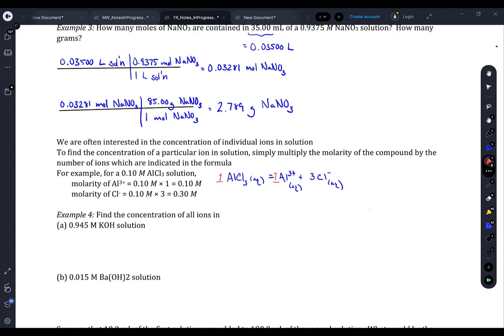It's always times whatever this number is in the formula, 1 aluminum. On the other hand, chlorides, this is going to give me 3 chlorides, and so therefore it would be 3 times as much, right?